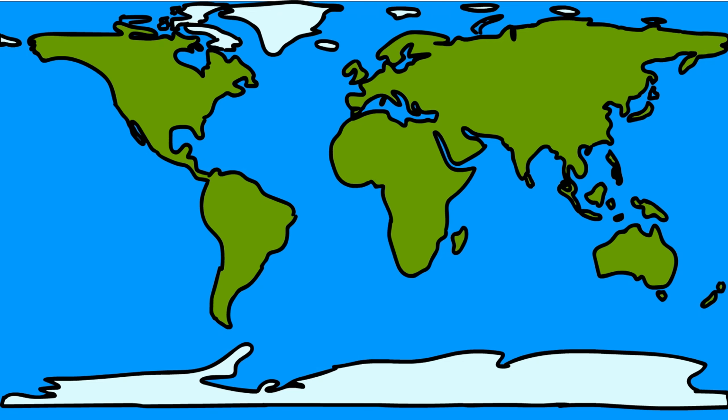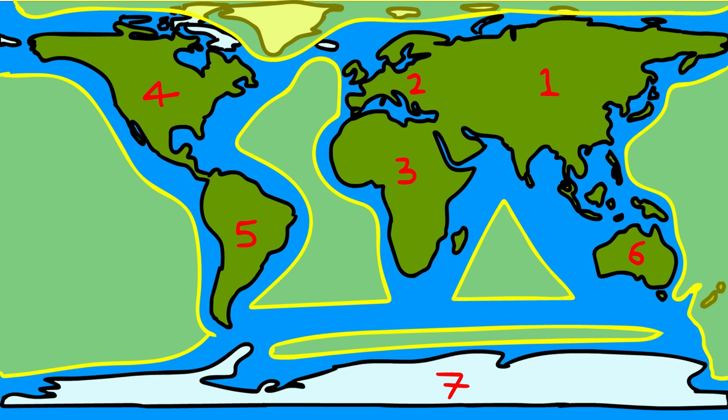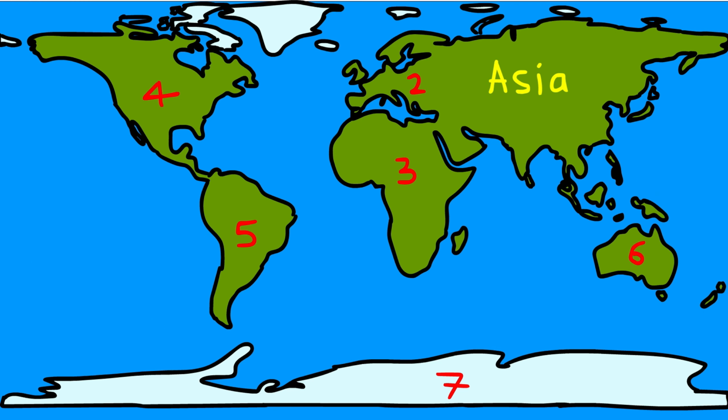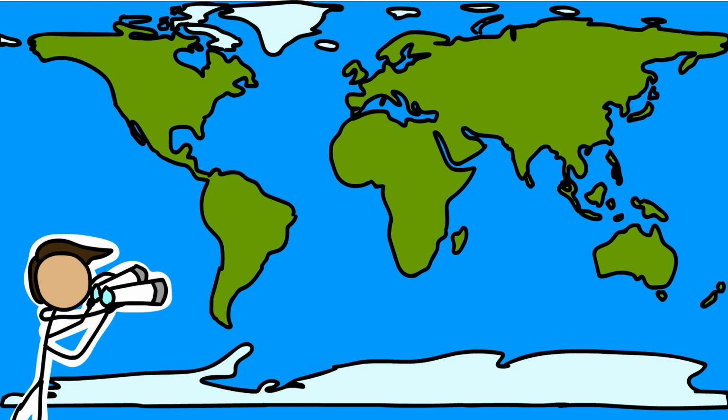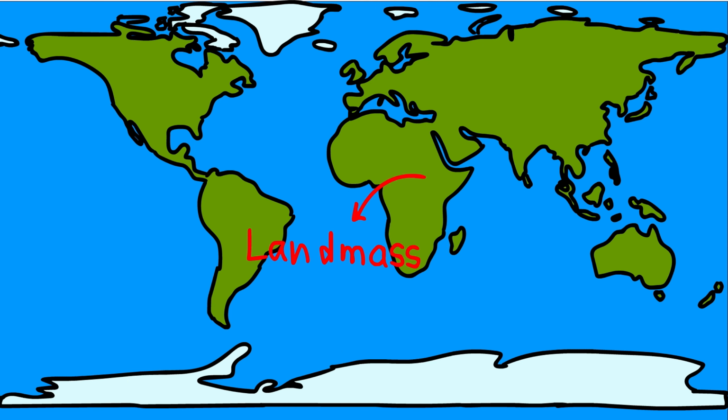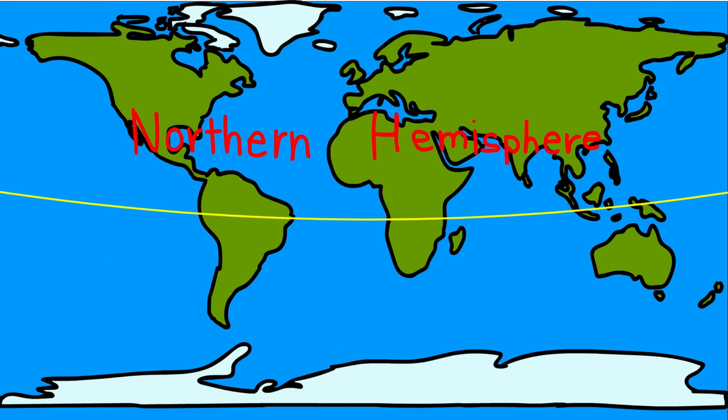Continents. There are 7 major continents. These are separated by large water bodies. These continents are Asia, Europe, Africa, North America, South America, Australia, and Antarctica. Look at this map of the world, and notice that the greater part of the landmass lies in the northern hemisphere.